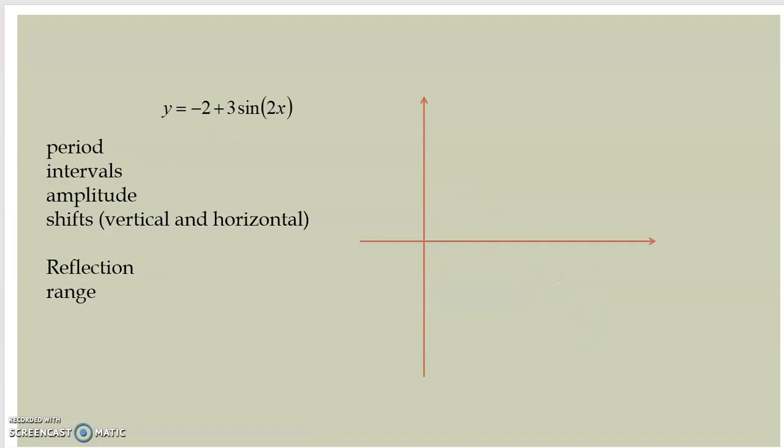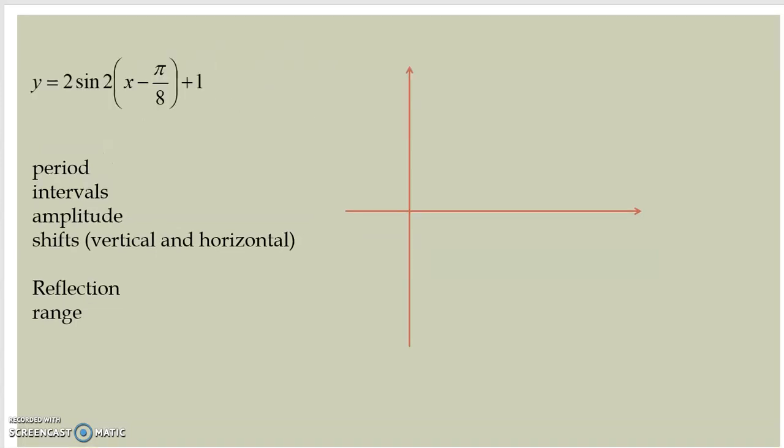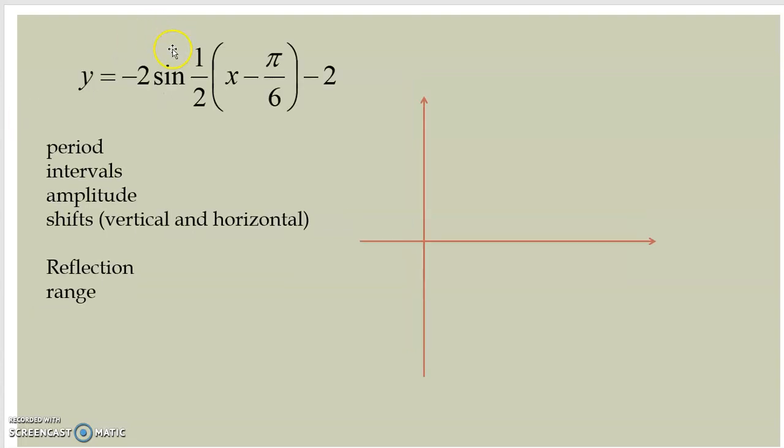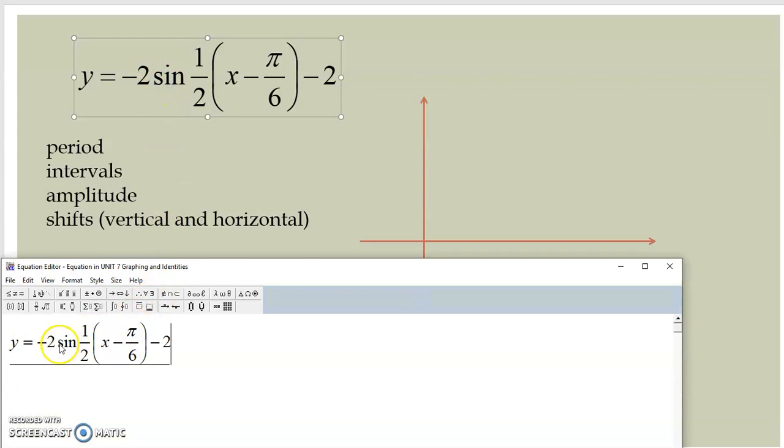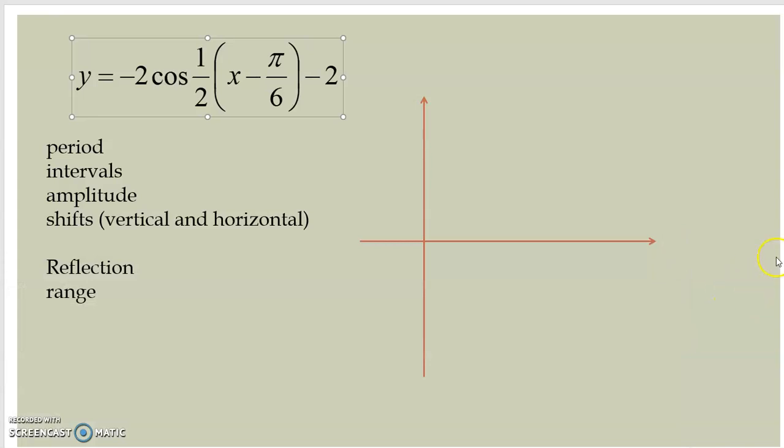Okay? So let's do one with a horizontal shift in it. Let's see if we can find you one. Cosine. With a horizontal shift. Let's just make one of these cosine. Okay? We'll do this one. Make it cosine. Alright, let's see what we're going to have here.